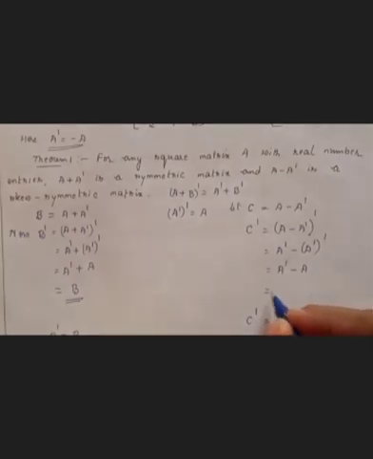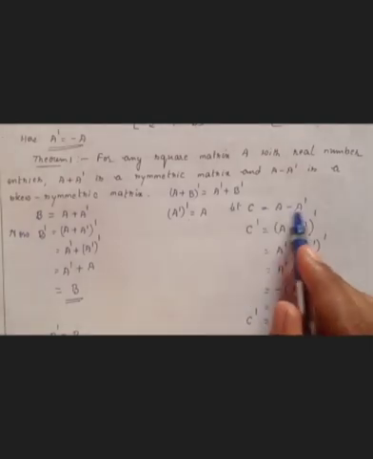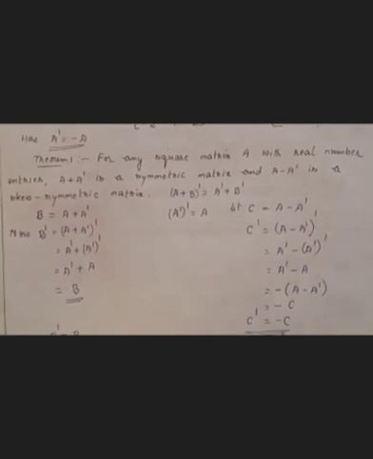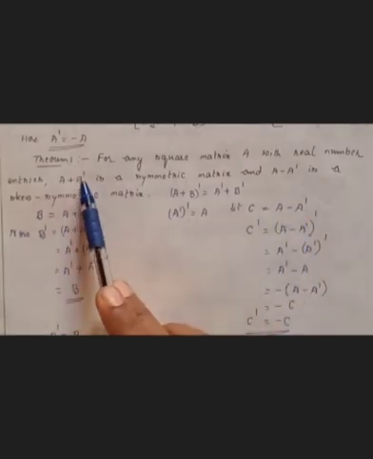I'll rearrange this: I'll take the minus sign outside, then you will get A minus A dash. What is this? Minus. What is A minus A dash? A minus A dash is nothing but C. Therefore, we proved that C dash is equal to minus C. Hence, C, which is A minus A dash, is a skew symmetric matrix here. Okay, so this is one theorem here.